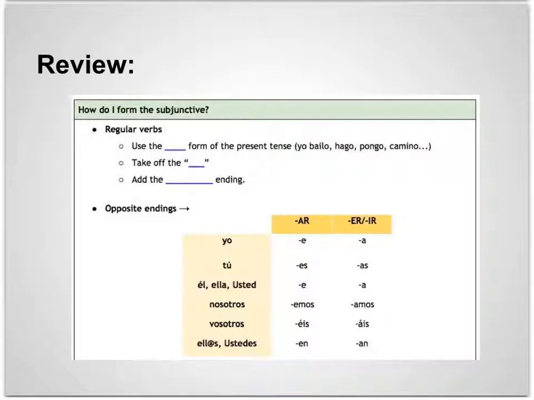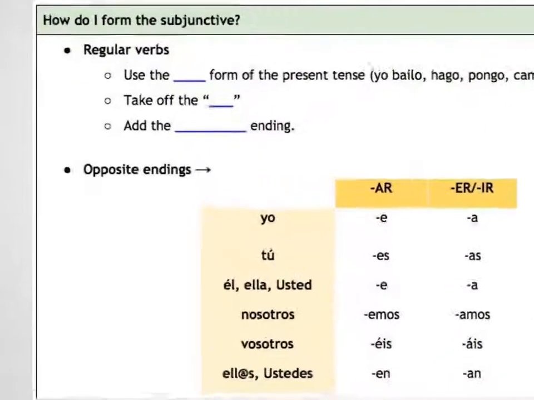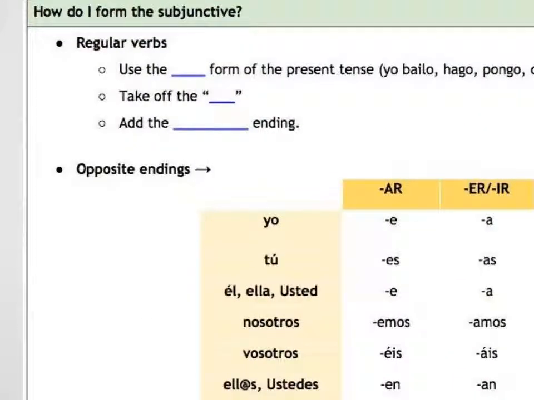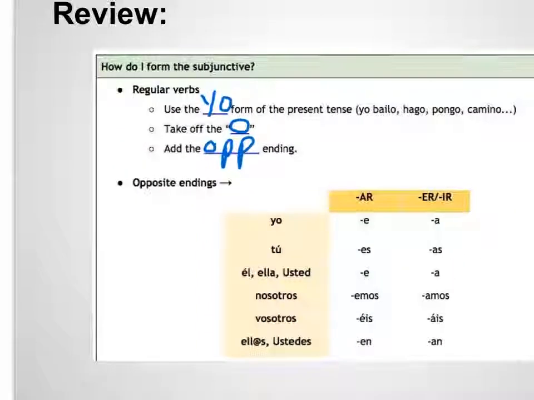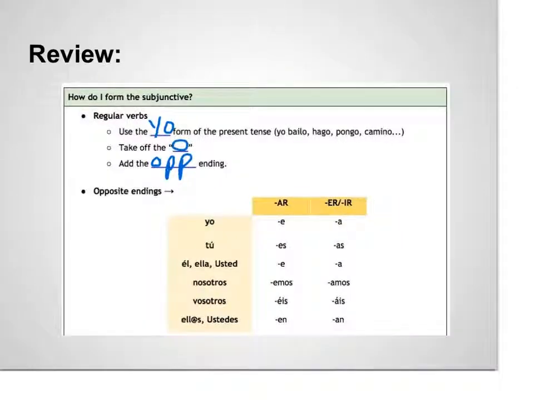Okay, we're almost to the end of how to form regular verbs in the subjunctive. Just a quick review here, right? You use the yo form of the present tense, take off the O, and add the opposite ending. All right, good job, guys. You now know how to form regular verbs in the subjunctive.